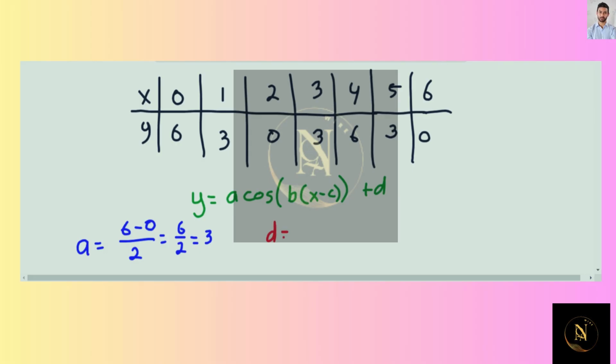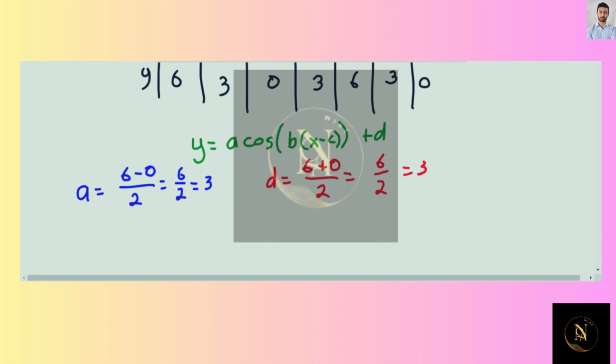Next, I'm going to find d. D represents our midline, or the best way to think about it is the average. To find the average, this time we're going to take our max and add the min and divide by 2. Well, 6 plus 0 is 6, and 6 divided by 2 is equal to 3. Perfect.